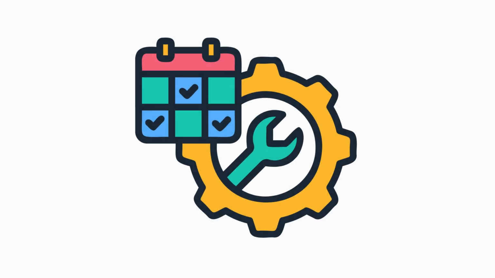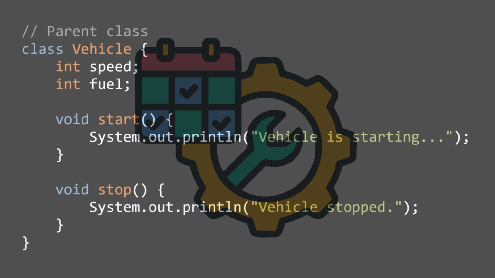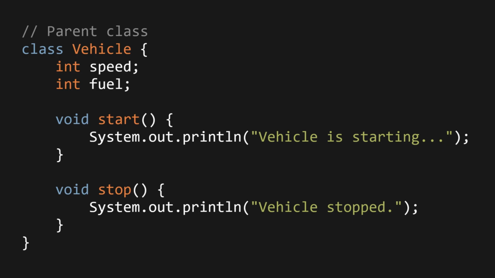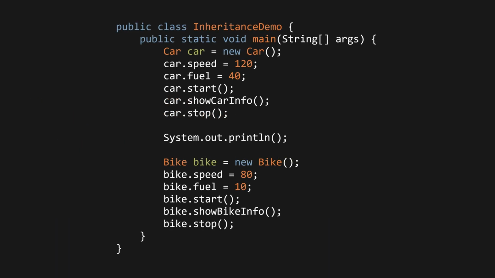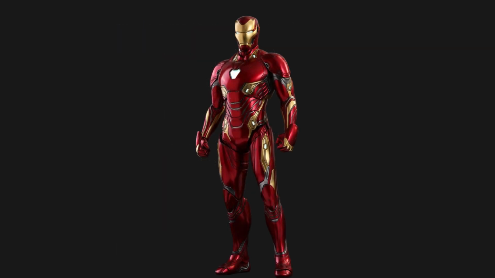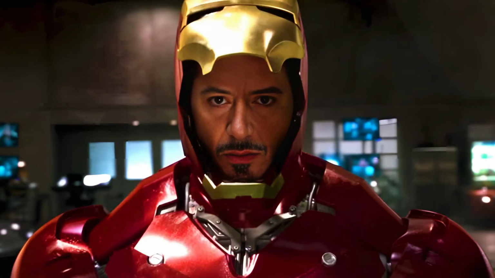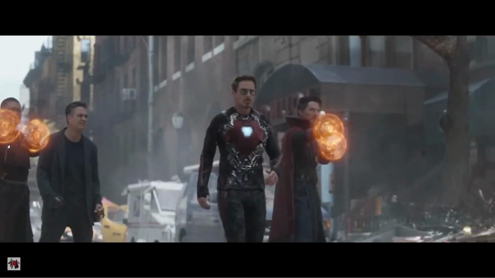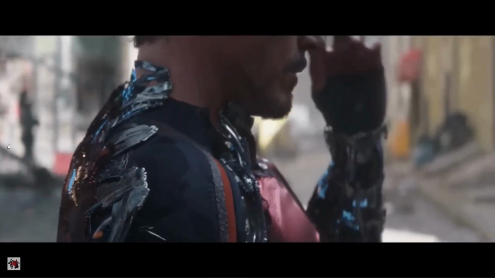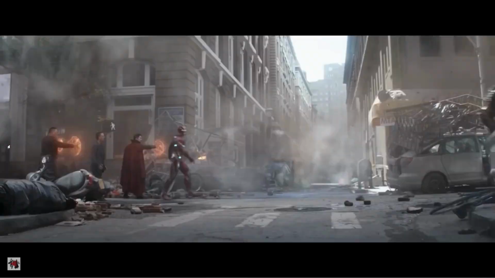So basically inheritance is reusability. Instead of writing speed and fuel for both car and bike, we wrote it once in vehicle and reused it. The keyword extends makes our class inherit from another class. Child classes can add their own features on top of the parent features. Think of it like Iron Man suits. The base Iron Man suit has the flight and AI in it. But then Iron Man makes special suits like Hulkbuster, Mark 85. They all inherit the same base properties but with extra power. That's inheritance in action.